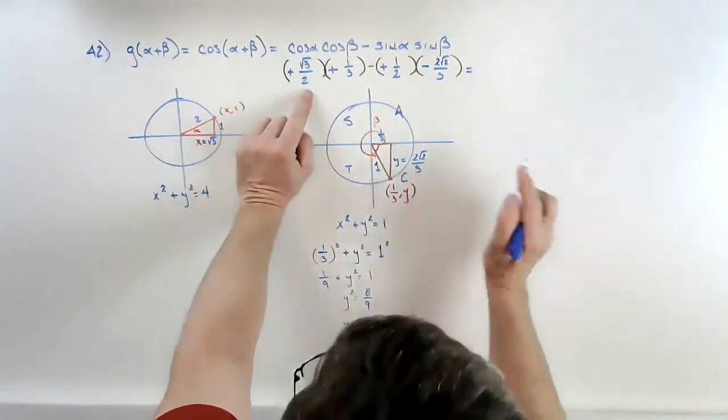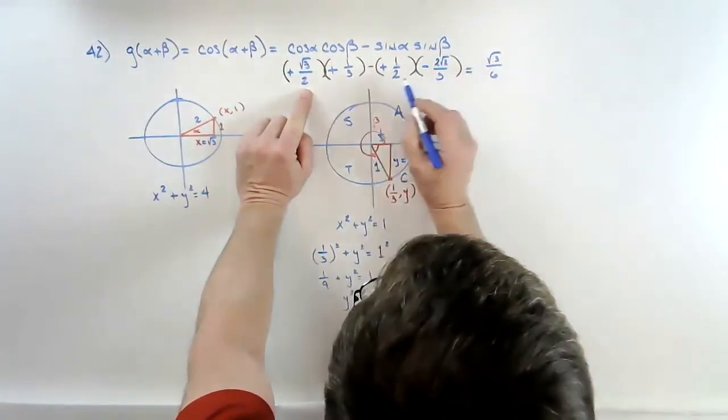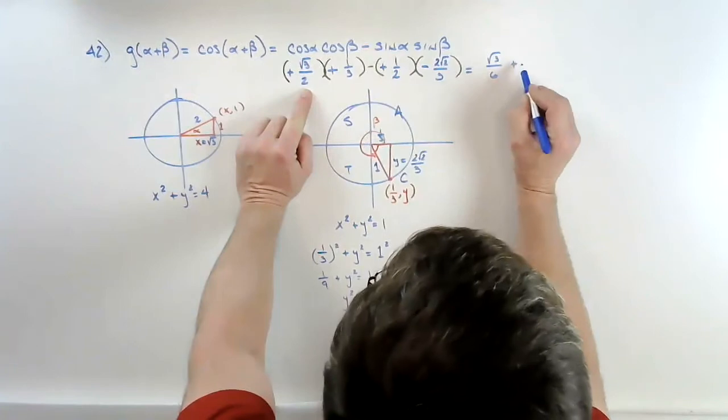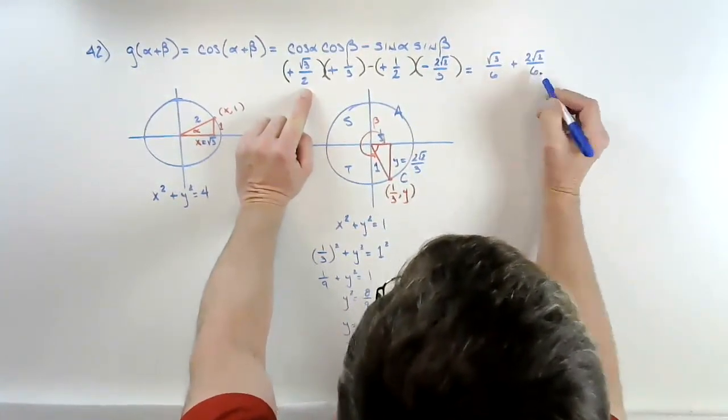Now we multiply to get √3/6. Negative and a negative makes it positive, and we get 2√2/6.